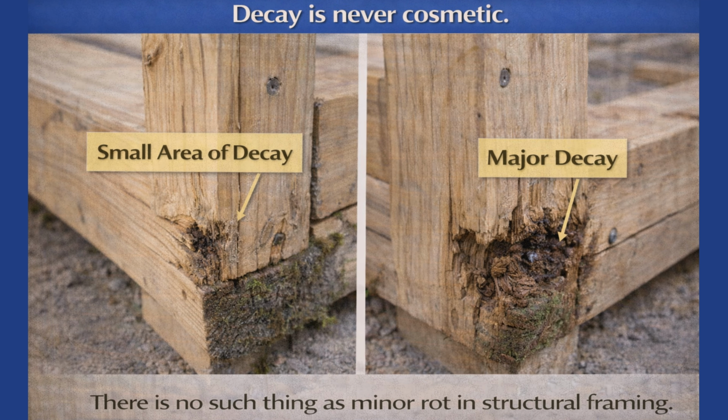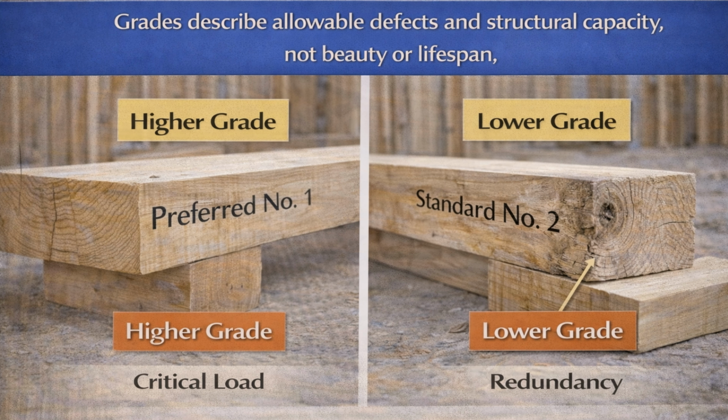Decay is never cosmetic. Even small areas indicate moisture exposure and loss of strength. There is no such thing as minor rot in structural framing. Grades describe allowable defects and structural capacity, not beauty or lifespan. Professionals allocate higher grades where loads are critical and accept lower grades where redundancy exists. Tolerance is not guesswork. It is experience applied consistently.